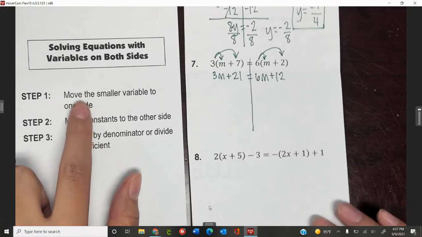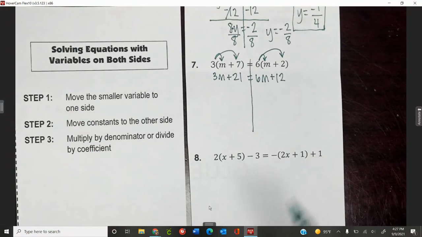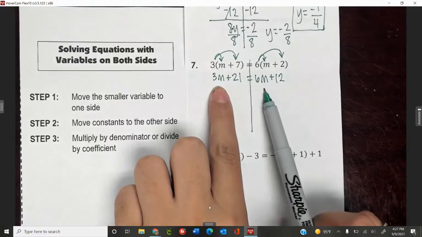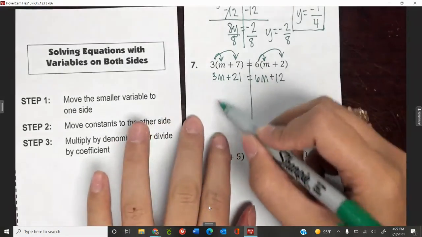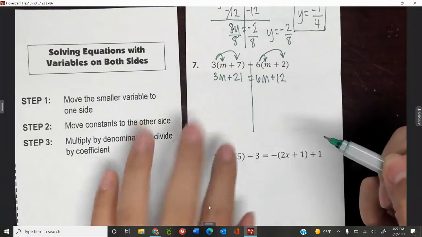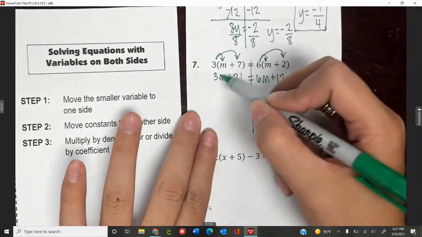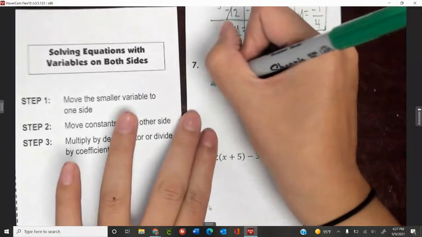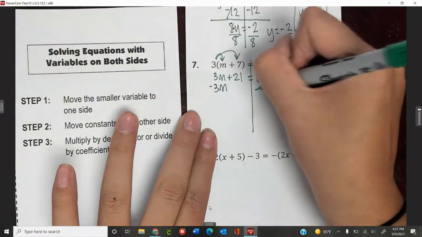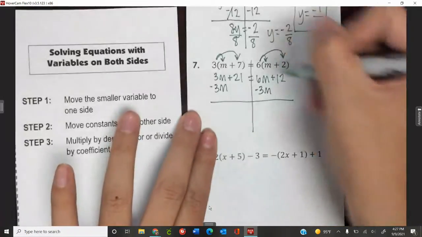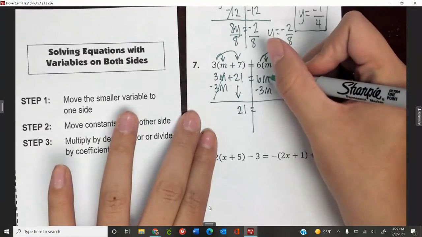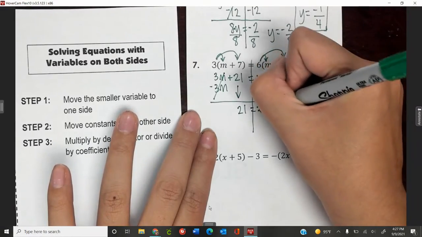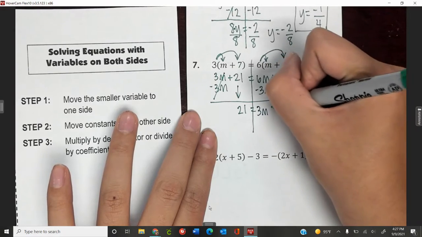Where it tells us to move our smaller variable to one side. So the two variables I have are 3m and 6m. 3 is smaller than 6, so I need to move it to the other side. Right now, 3 is positive, so to move it over, I'm going to subtract it. Here this cancels out, and I'm left with 21 equals 6m minus 3m, which is 3m. And I'm going to bring down the 12.